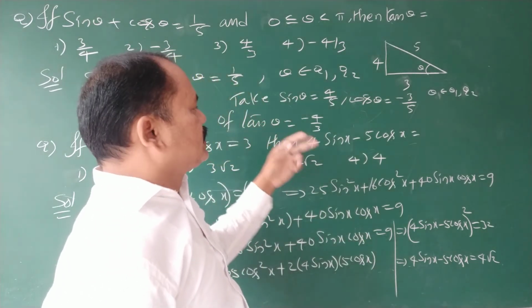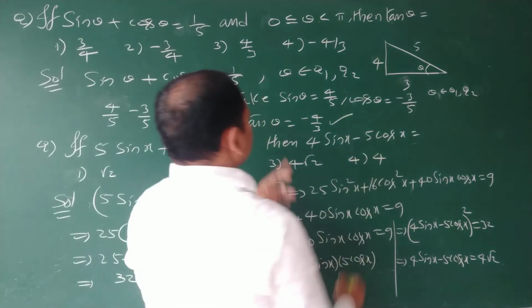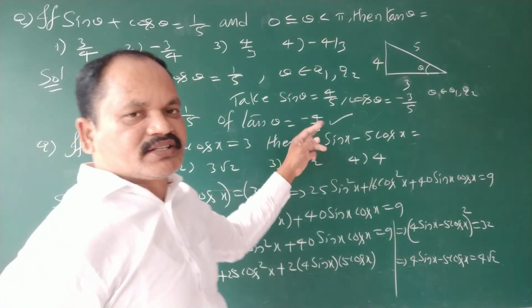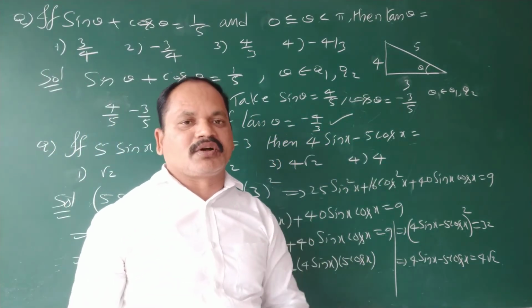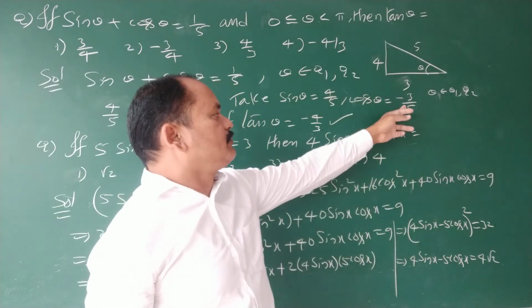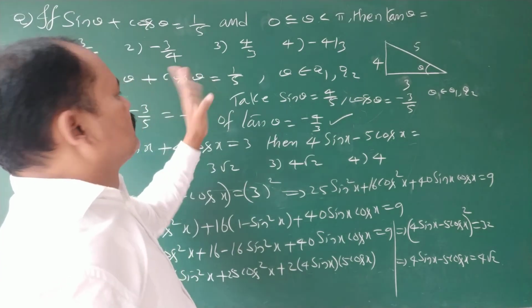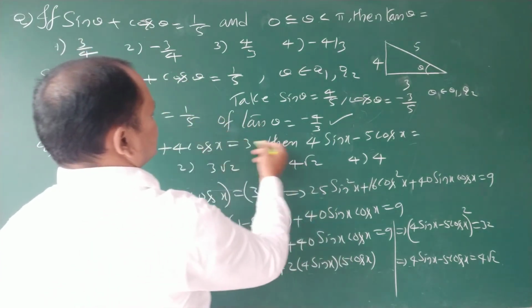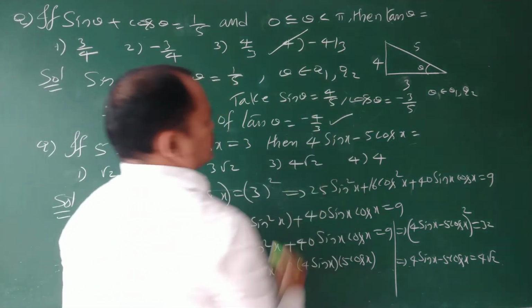That's why, when it is possible, we have to take tan theta as minus 4 by 3, since tan theta is also negative in the second quadrant. Tan theta and cos theta are negative. That's why the answer is the fourth option, that is minus 4 by 3.